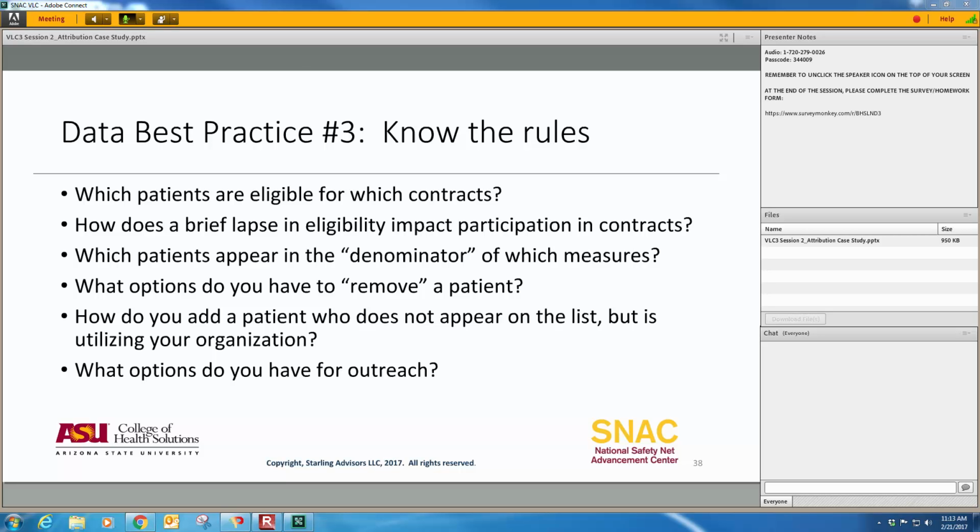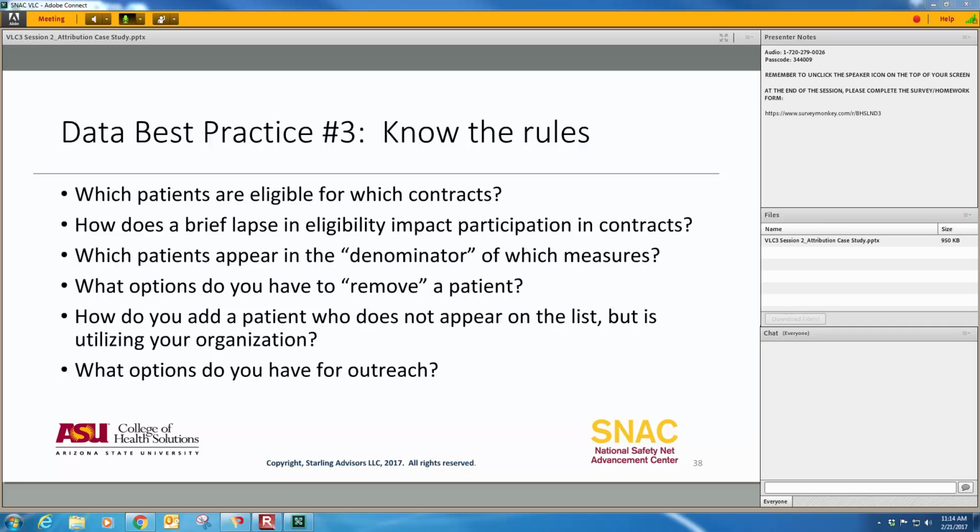Data practice number 3 is know the rules, and really this gets embodied in the various reports that you're going to write that are going to support the work that you want to do with these patient populations. So one of the first things, and you guys hit it on the head right out of the gate, knowing which patients are eligible for which contracts is a panel management exercise, and you've done a fair amount of panel management work in other arenas.